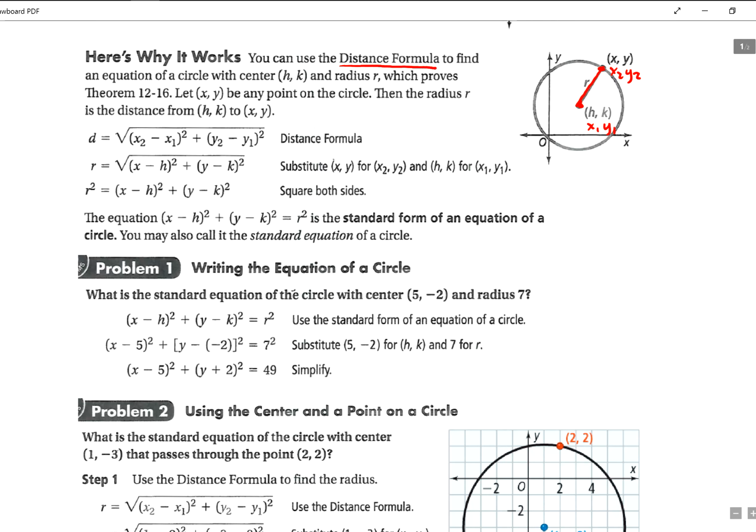If we square both sides to get rid of our square root, we end up with... Remember, the square of a square root is whatever is inside of it. We square this side too, and we end up with the equation of a circle. You can call this the standard form of an equation of a circle, or just the standard equation of a circle.